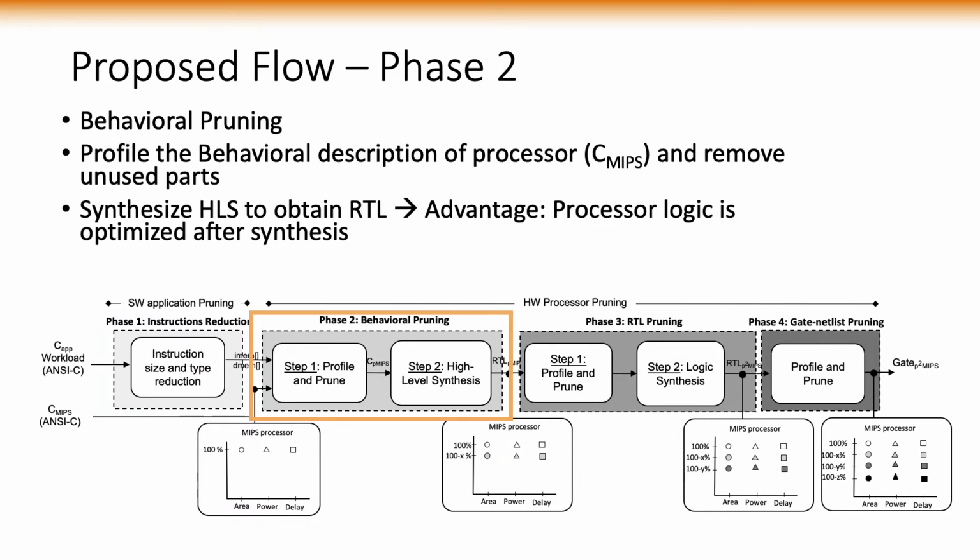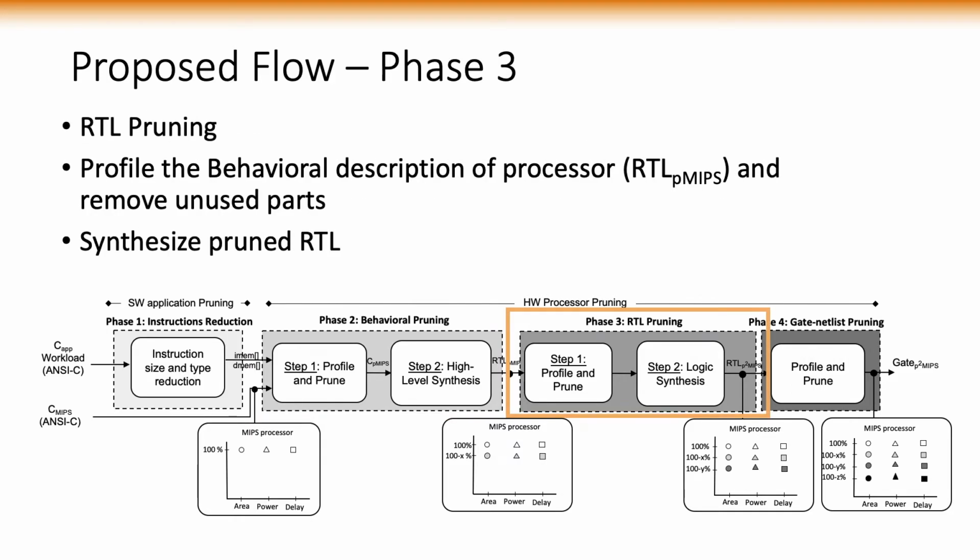Phase 2 does the pruning at the behavior level. So the input is the behavioral description of the C processor, the MIPS processor. We profile and simulate the code, and we remove all the instructions not being executed. After this, we call the high-level synthesis tool, and our process generates synthesizable RTL code. The advantage of this flow is that the high-level synthesis tool will fully re-optimize the RTL code based on the logic in the descriptions pruned.